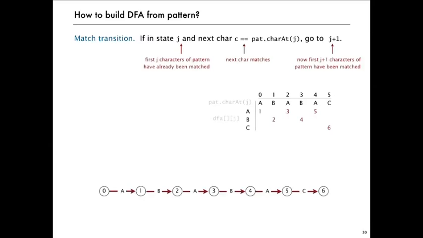So the start is clear. We're going to go through the pattern and systematically fill in the match transitions. If we're in state 0 and we see an A, we want to go to state 1. If we're in state 1 and we see a B, we're going to want to go to state 2. State 2, so we look up the pattern character, and then whatever that one is, we want to go to the next state. So we can fill in at least that much automatically.